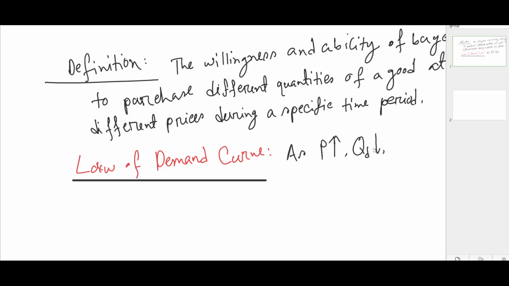To state this law, we have to mention ceteris paribus, that means other things constant. In this law, there are two variables. One variable is price, another variable is the quantity demanded. Let's say quantity demanded is the independent variable, and price is the dependent variable.